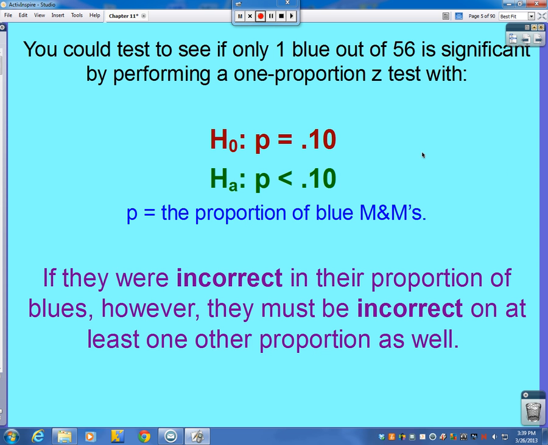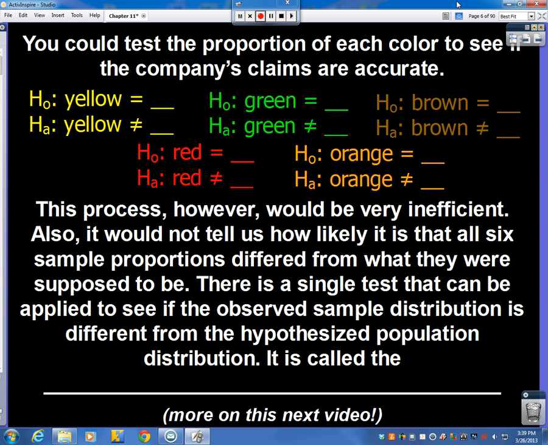So we could test if only one blue out of 56 is significant by performing a 1 proportion z-test like we did in chapter 9. So we could say the proportion of all blue M&Ms is 10% versus we feel it's less than 10%. If we were incorrect about the number of blues, we must be incorrect about other colors as well, right? If we got shafted on the blues, that means they had to have filled the bag with more of another color than what we would have expected. So we could test the proportion of each color to see if the company's claims are accurate.